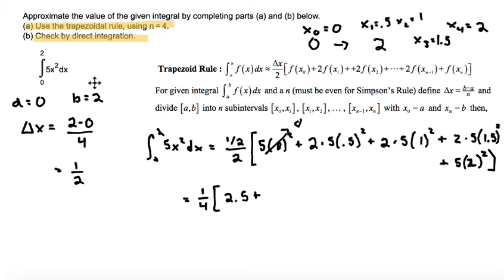plus 2 times 5 times 1 squared would be 10, plus 1.5 squared is 2.25, times 10 is 22.5, plus 5 times 2 squared would be 20. So this gives us 2.5 plus 10 plus 22.5 plus 20 is 55, but then we need to divide that by 4, and that gives us 13.75. And I'll do part B in a second video.